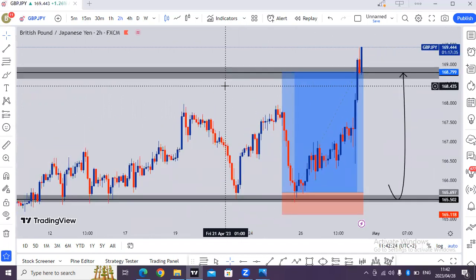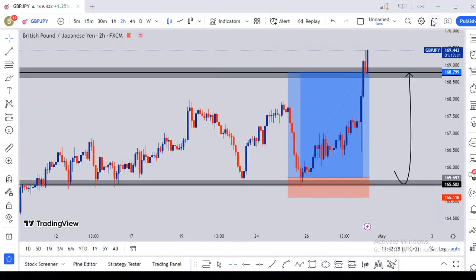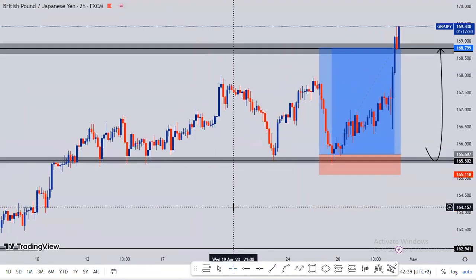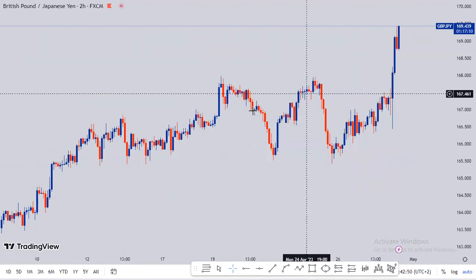Let me show you. I wonder if I go full screen, will it still continue recording? I hope it continues. Okay, it's going to continue recording. Let me remove all these drawings, not trades, remove drawings. Now let's start from the beginning.